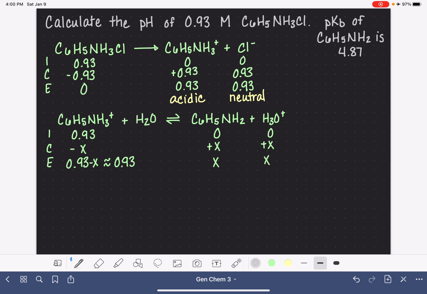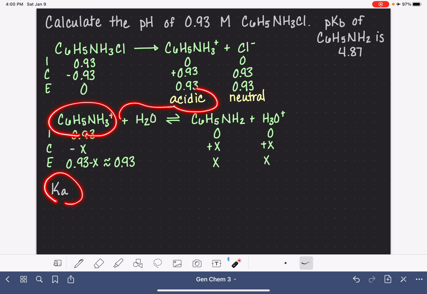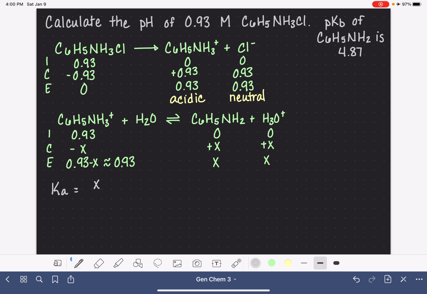Next, we're going to write an equilibrium expression. This equilibrium expression is a Ka. It's a Ka because this is acidic. We determined that this is acidic. The Ka is going to be our products, x squared, over our reactant, 0.93. So we just need to figure out what the Ka is.